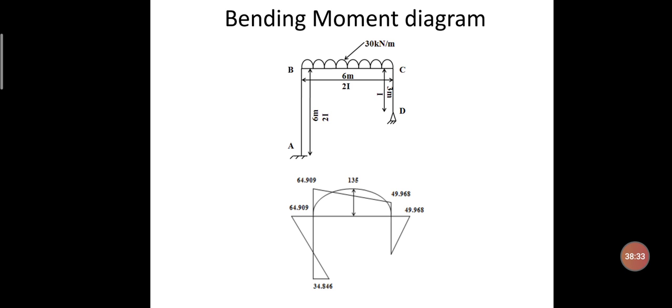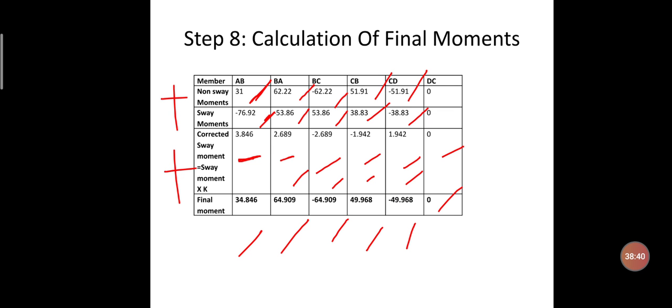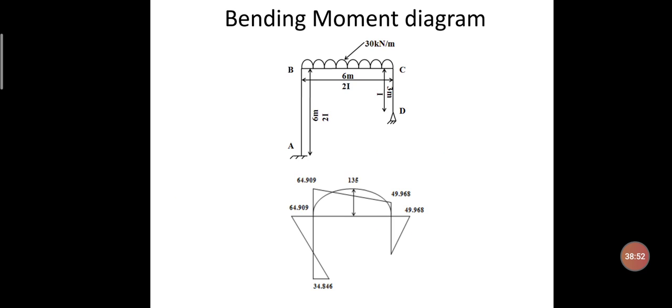So last step is the bending moment sketch. These are the bending moment values which I have got, the final moments, that is 34.84, 64.909, minus 64.909, and then 49.968, minus 49.968 and 0. So first thing I need to draw the bending moment diagram.